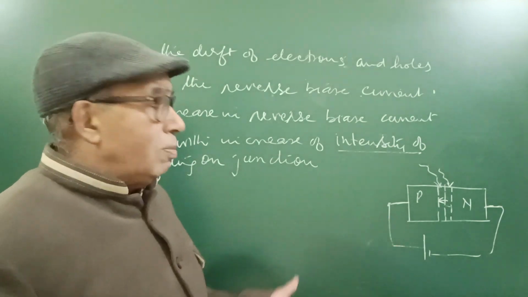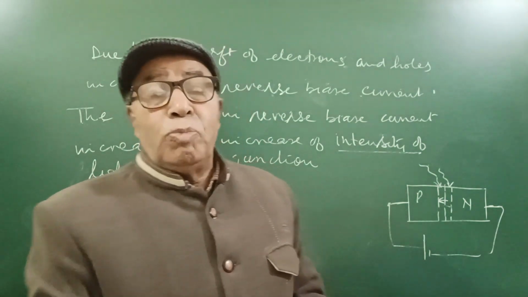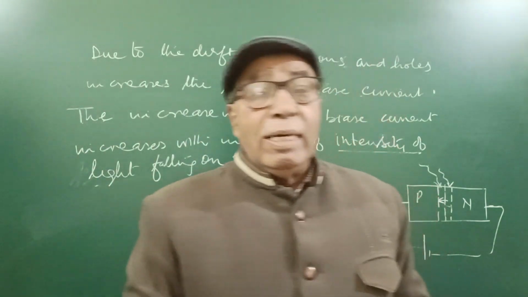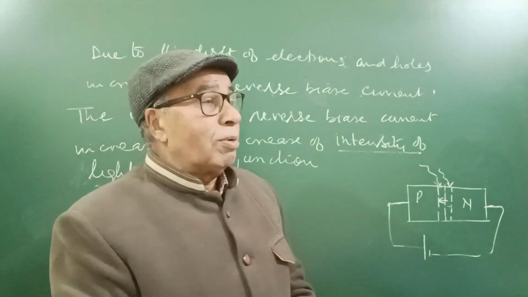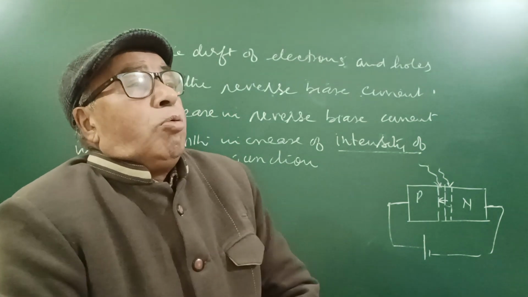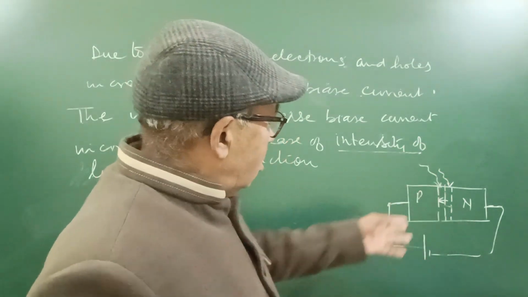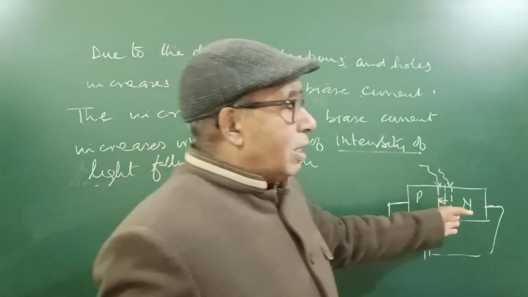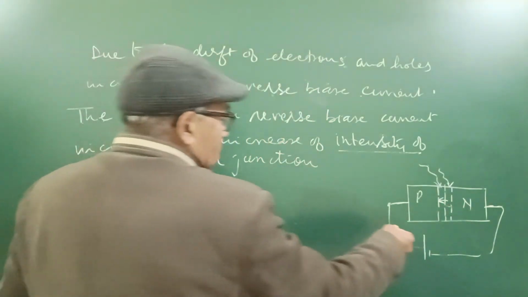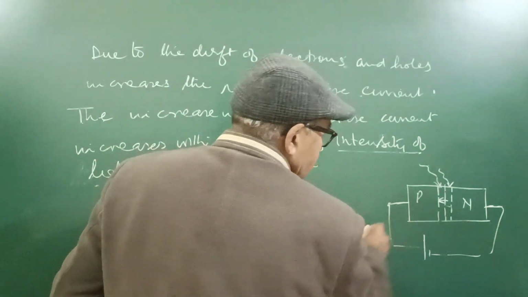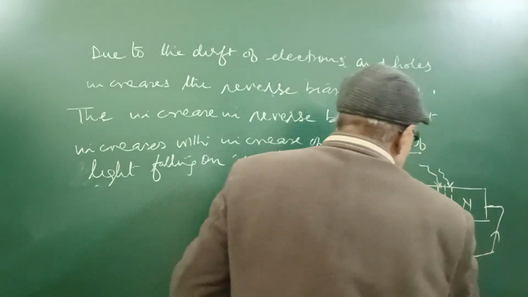Intensity means more energy falls here, and more energy means more photons. Actually, in terms of the photon picture, intensity of light is defined as the number of photons falling per unit area per unit time. Larger number of photons, larger the energy. So a big number of photons falling on this creates a large number of electron-hole pairs, and that way the reverse bias current increases.